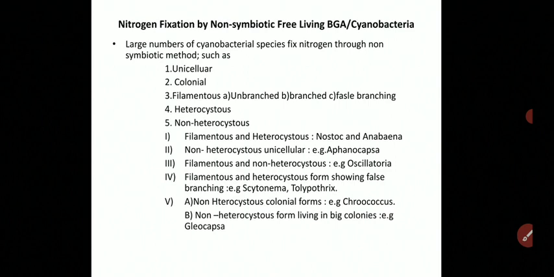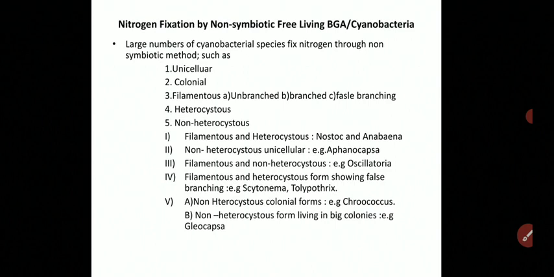Now blue-green algae, that is BGA, fix atmospheric nitrogen by two methods, symbiotically and non-symbiotically. We have seen the symbiotic methods of N2 fixation. Now we will study the non-symbiotic N2 fixation by blue-green algae. A large number of cyanobacterial species, such as unicellular, colonial, filamentous unbranched, filamentous branched or filamentous false branched, heterocystous and non-heterocystous blue-green algae, fix nitrogen through non-symbiotic methods.